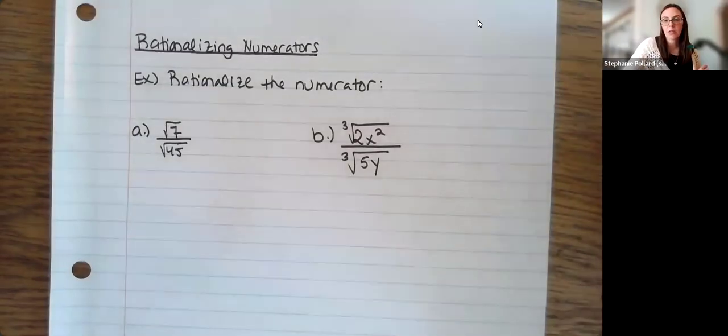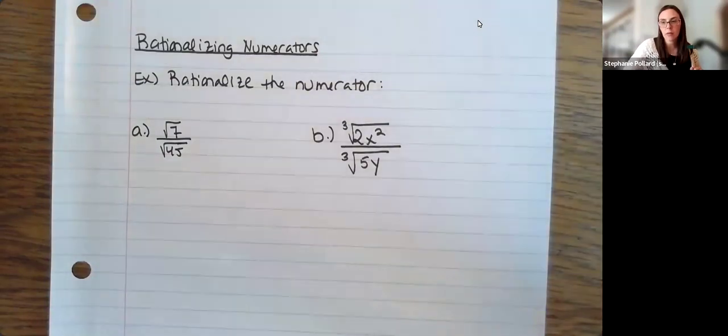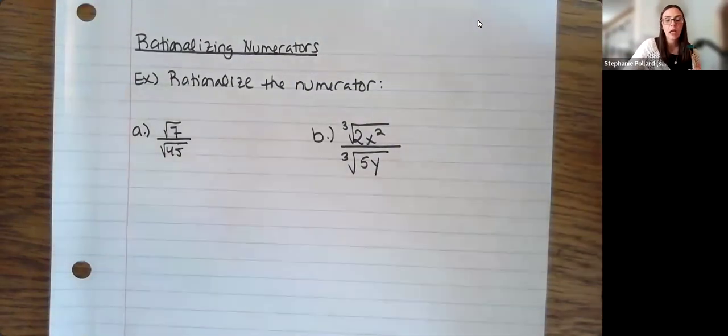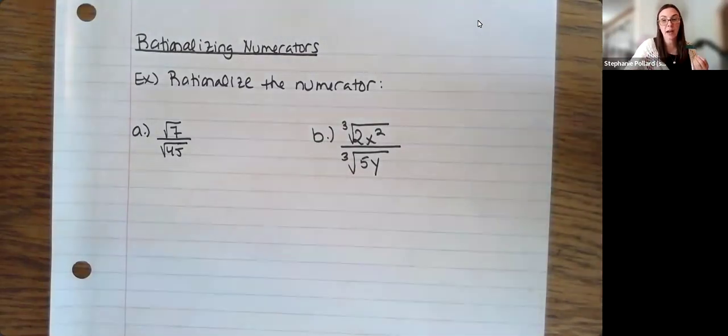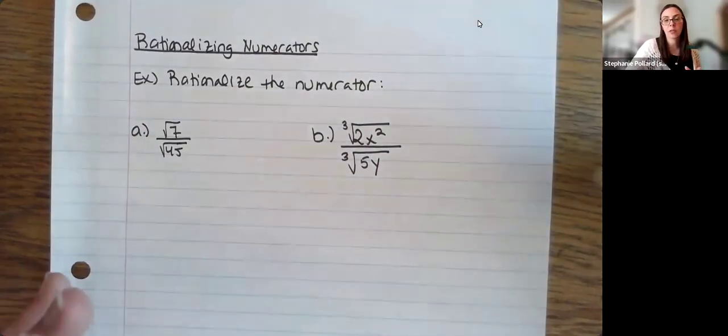Now, on occasion, we do like to rationalize the numerator rather than the denominator. However, this is much, much rarer. It really doesn't happen that often. In general, when we're simplifying with radicals, we always like to rationalize the denominator and make sure there's no radicals in the denominator. However, occasionally it's helpful to be able to rationalize the numerator.